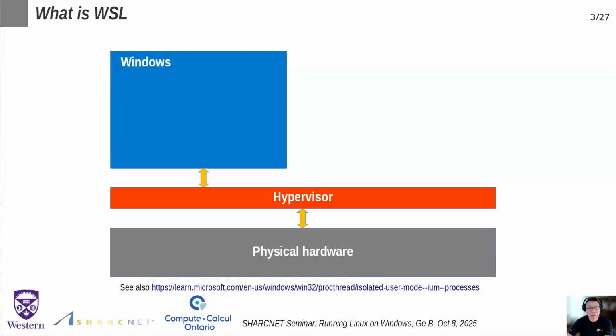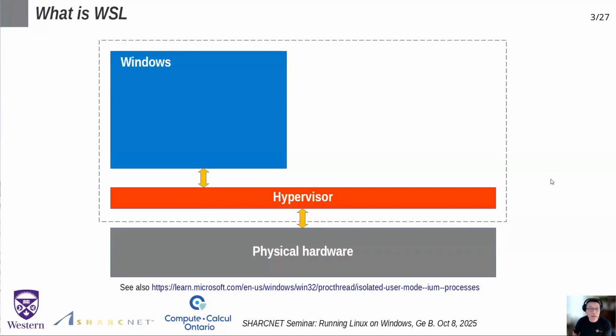What is WSL? This diagram, based on compiled information from the internet, including Microsoft's website, depicts the architecture of modern Windows, or the latest Windows 11. The core part of Windows runs on top of a hypervisor, also known as a Type 1 hypervisor, which abstracts the interactions with the hardware and facilitates the virtualization technology. And one may think of Windows as a whole including the hypervisor as well.